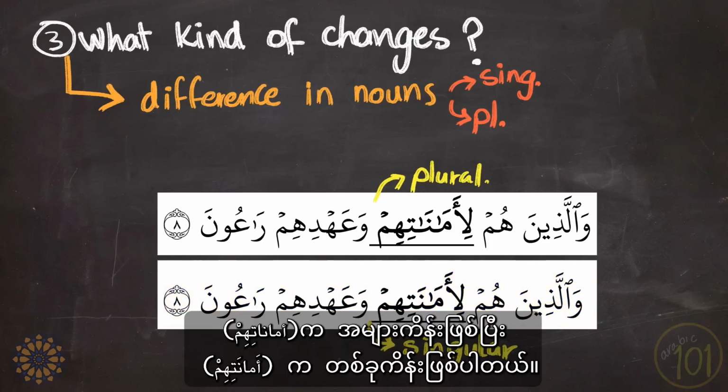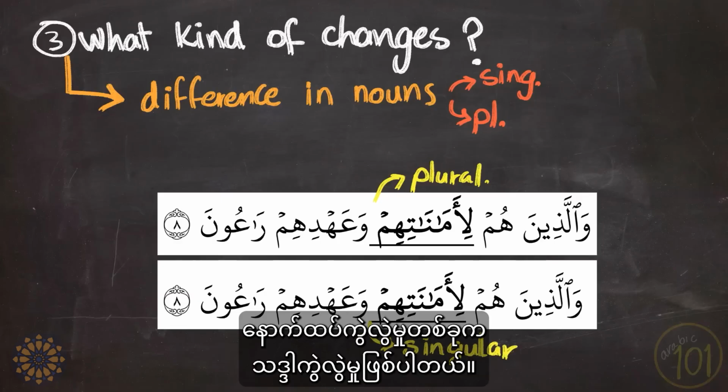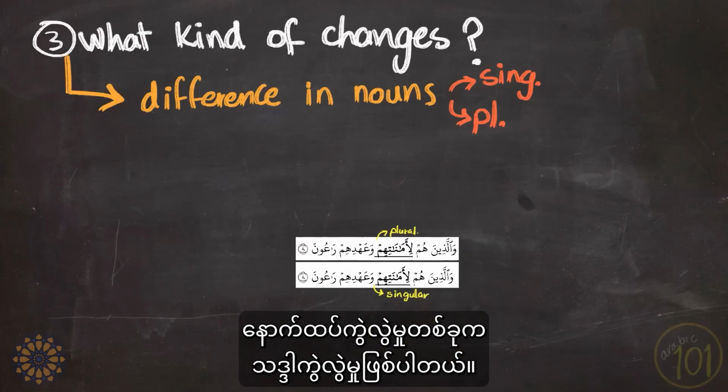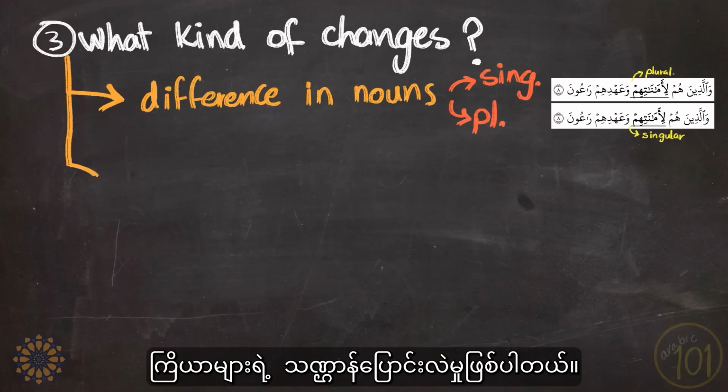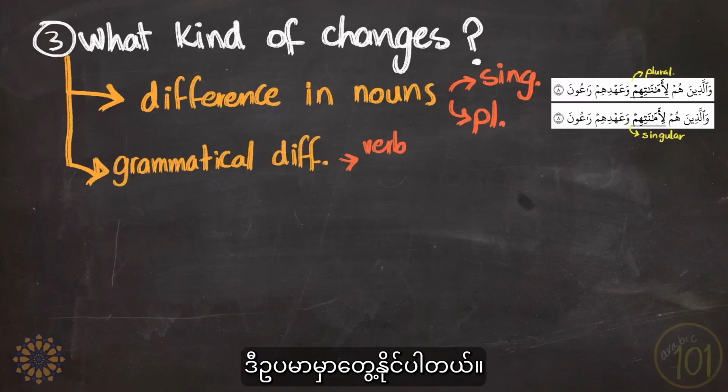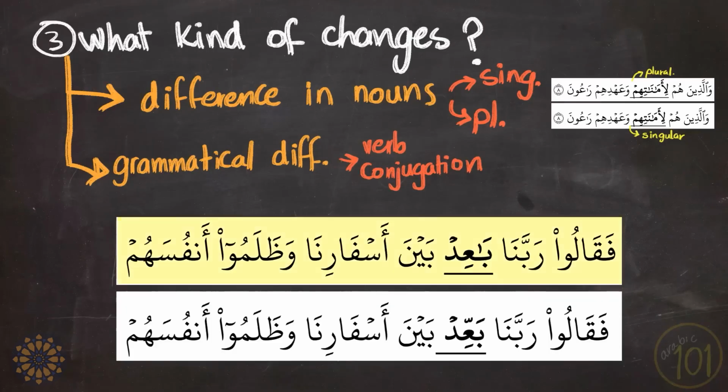So the word أَمَانَاتِهِمْ, that is plural, and the word أَمَانَتِهِمْ, that is singular. Another type of difference is a grammar difference, like difference between the conjugation of verbs, like in this example.